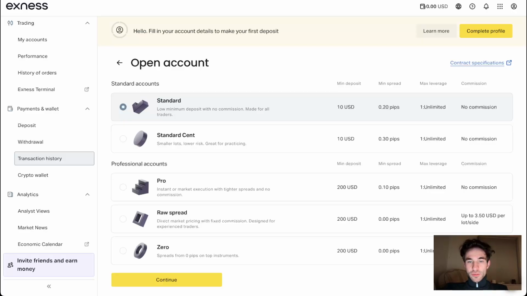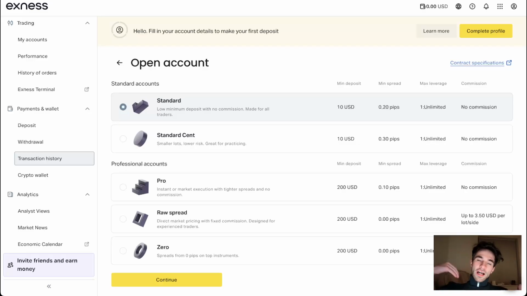As you can see, the minimum spread is going to be 0.2 pips, and these come with no commissions. What no commissions means is that the way Exness makes money on your trades, every time you make a trade, rather than charging you a commission, is that they make a little bit of money on the spread.